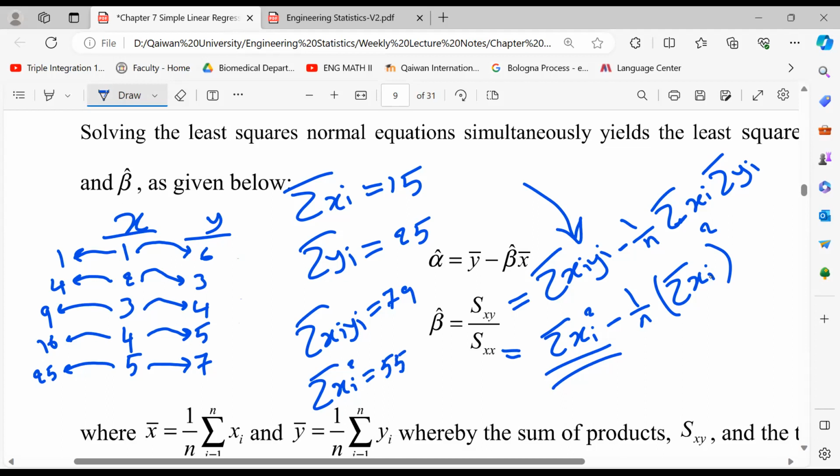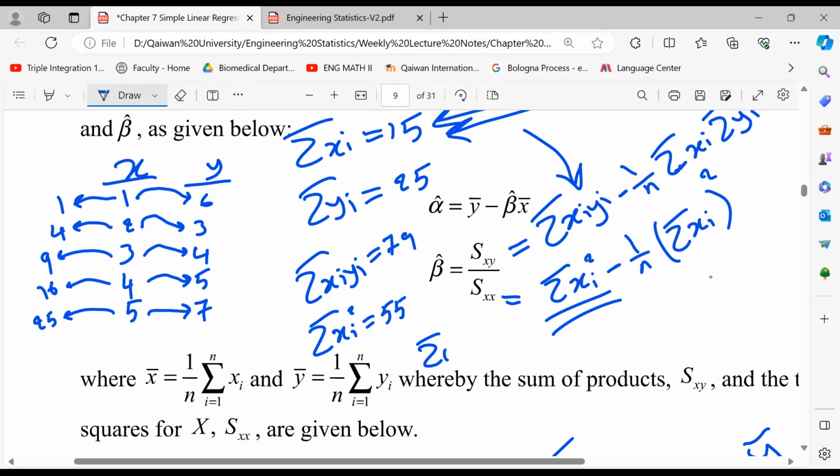Then what's this one? It's the sum of xi, all squared. We already found the sum of xi, which is 15. This one is squaring it. 15 squared is 225. So the sum of xi, all squared, is 225.